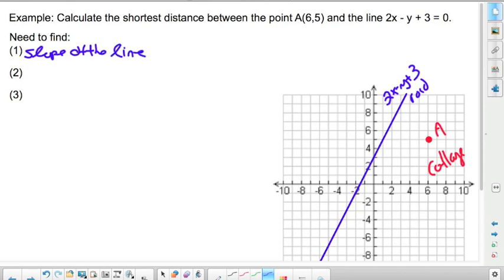And why do we need the slope of the line? What does that give us? Yeah, so this will give us the slope of the line perpendicular to it, right? Because we want a line that's going to be perpendicular to this. So if this is the shortest path, we want that to be perpendicular, right? So if we find out the slope of the blue line, we can get the slope of the green line because they're negative reciprocals, perpendicular.